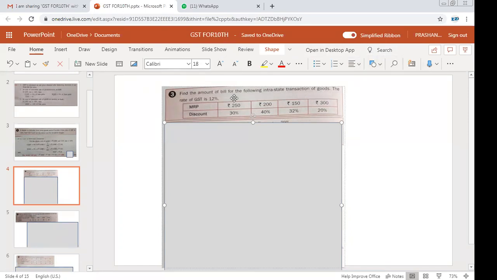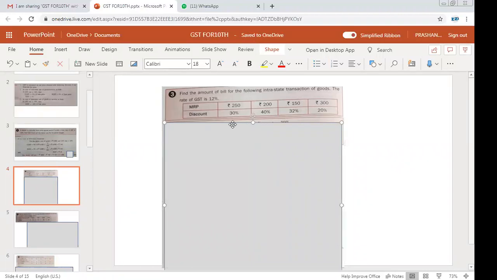Find the amount of bill for the following intrastate transaction of goods. The rate of GST is 12%, whereas there are various objects given: MRP 250, on which they are getting 30% discount; MRP 200, 40% discount; MRP 150, on which discount is 32%; and MRP 300, on that discount is given as 20%.